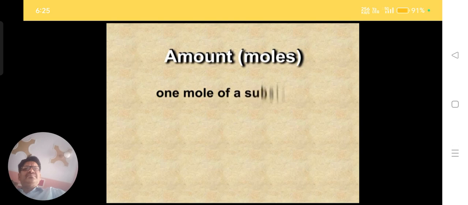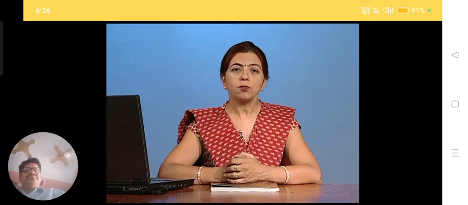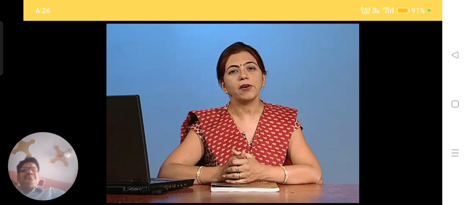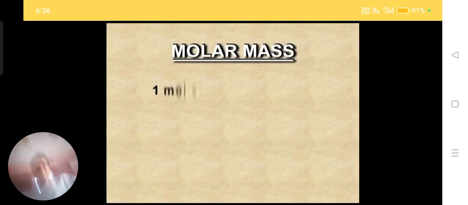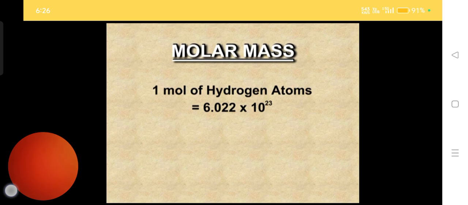1 mole means 6.022 x 10^23 particles of a substance. 1 mole of a substance means that is its molar mass. For example, if I say 1 mole of hydrogen atoms, it means 6.022 x 10^23 atoms of hydrogen.